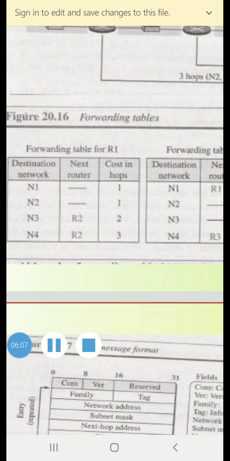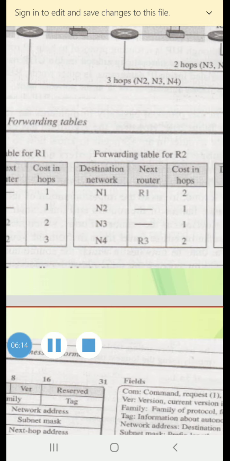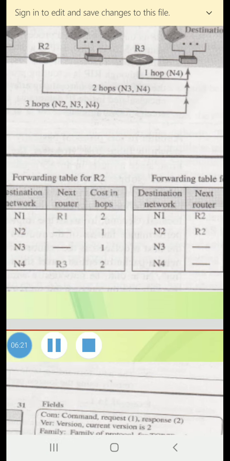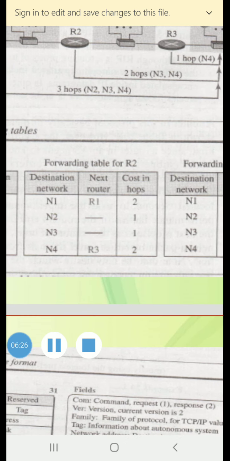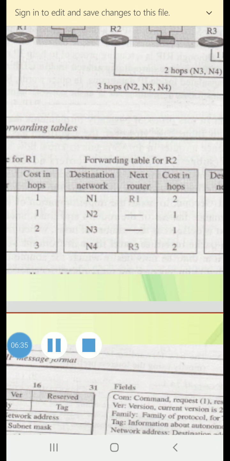So the question that is often asked about the forwarding table is the use of the third column. The third column is not needed for forwarding the packet. It is just the cost in hops, and it is needed for updating the forwarding table.